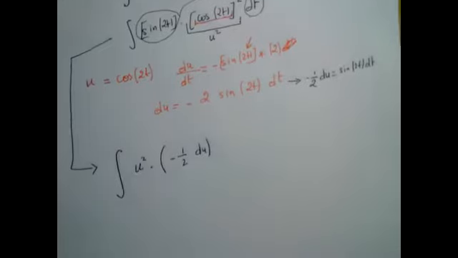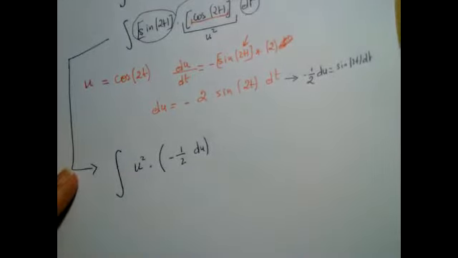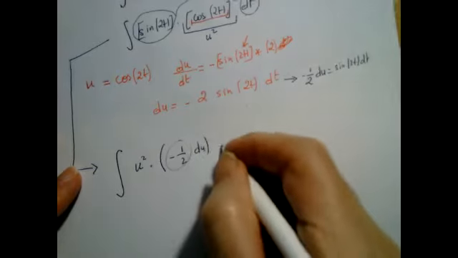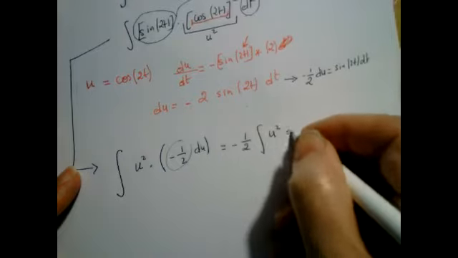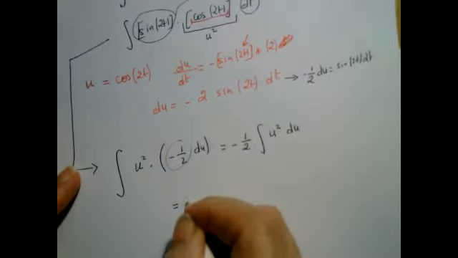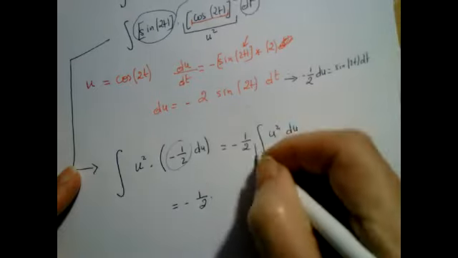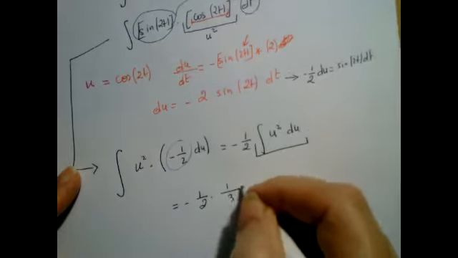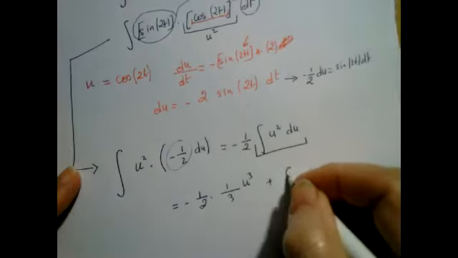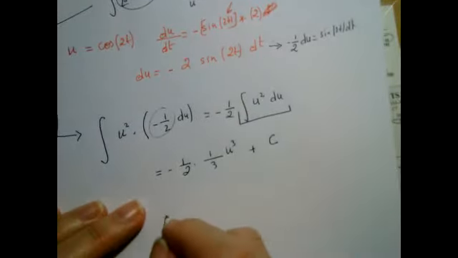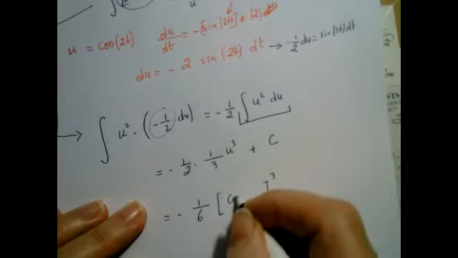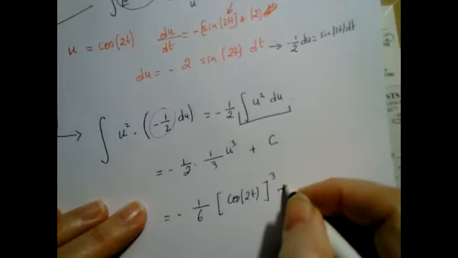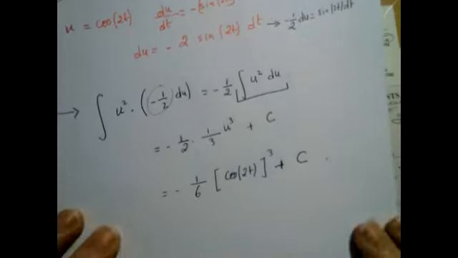With this in mind, I am basically done. Now I have a very simple integral in u. Minus a half is a constant. I take it out. So this will leave me with minus a half. Antiderivative of u squared is 1 over 3 u to the power 3 plus a constant c. So finally, I will have minus 1 over 6. The u, I go back and substitute. It was the cosine of 2t, cubed, plus my constant c.